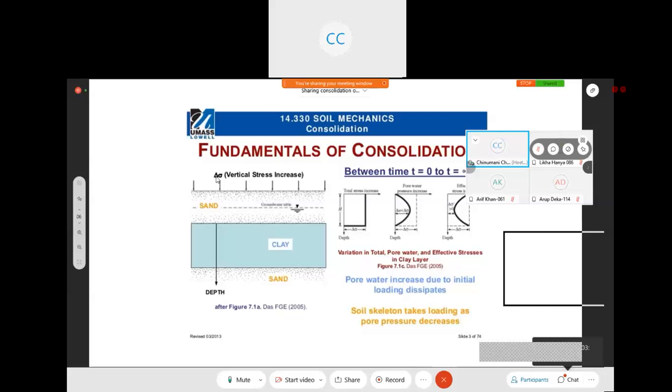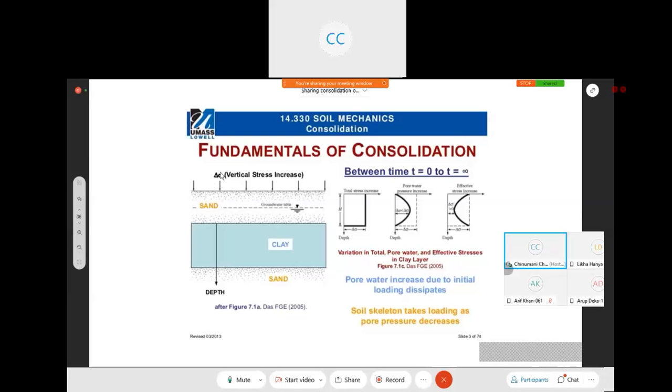So can you see this? This is actually critical, you have to read it by yourself also. At time t equal to 0, the pore water pressure will be equal to the vertical stress increment, delta sigma, because we have applied delta sigma to the soil sample. Whatever vertical stress we have applied will initially be taken by the water pressure. So at t equal to 0, delta sigma equals delta u, where delta u is the pore water pressure.